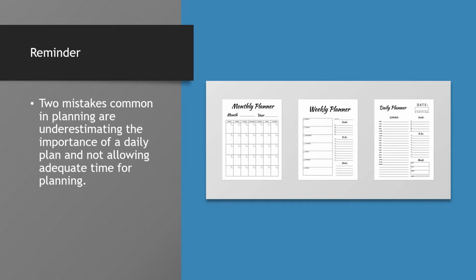Planning and prioritizing is first in the cyclic steps because without good planning, errors and poor time management occur. During planning, there needs to be time to think about how plans will be translated into action. So this just reminds us that two mistakes common in planning are underestimating the importance of a daily plan and then not allowing adequate time for that planning.